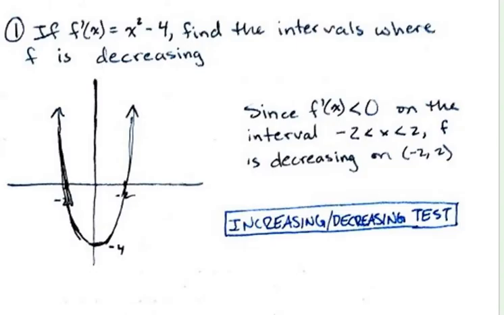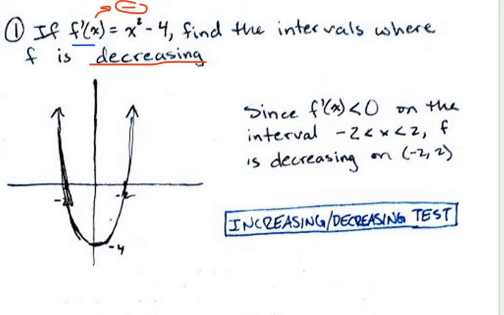All right, so we're given a function. We're told it is f prime. That's probably going to be something really important that we should keep in mind. We're told what f prime of x is, and we want to find the intervals where f is decreasing. Now, based on the increasing and decreasing test, f is going to be decreasing when f prime is negative. So we're going to be looking for where f prime is negative.